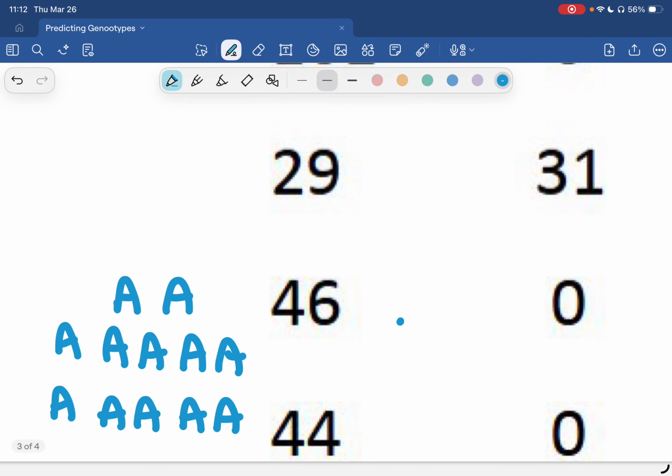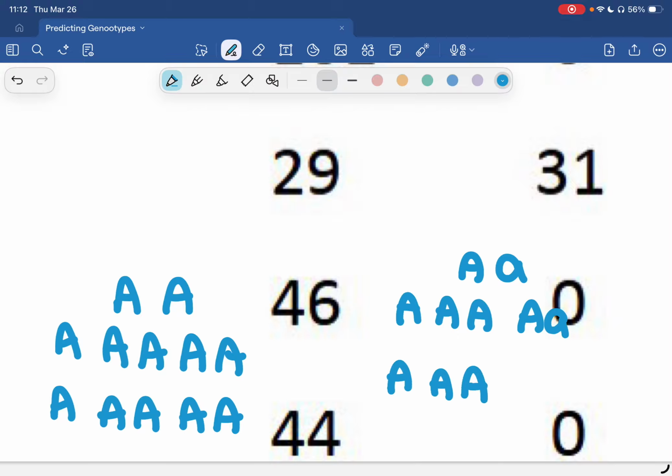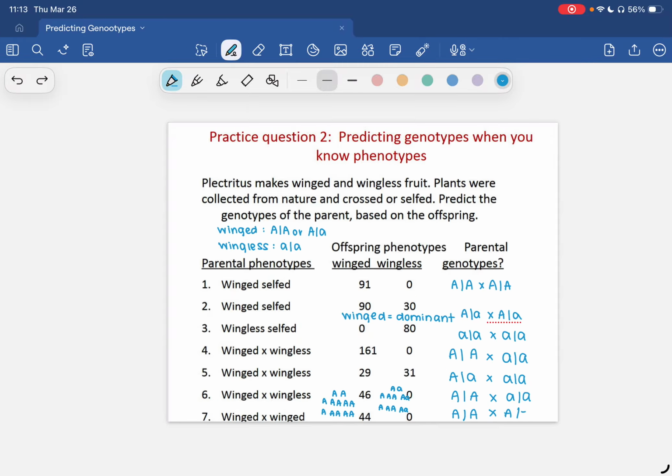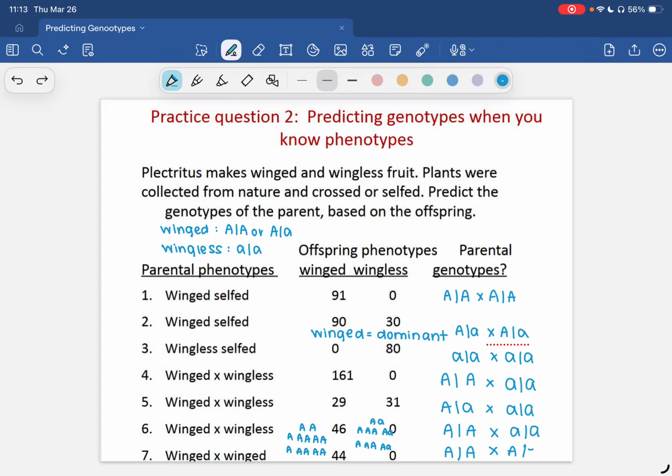However, if you cross it times a heterozygous individual, you would also get the same outcome because this big A is dominant. So you don't really know. That's why you have to put the dash, because it can be either or. So I'm going to move on.